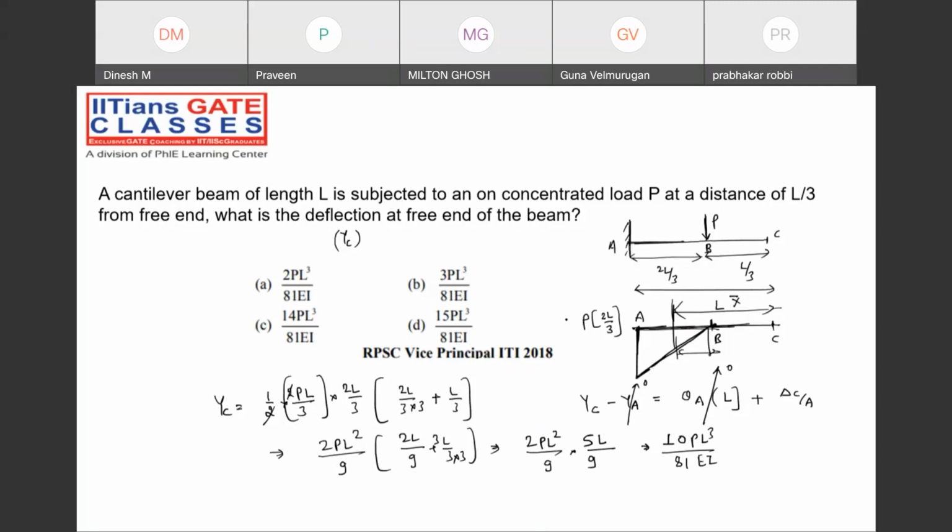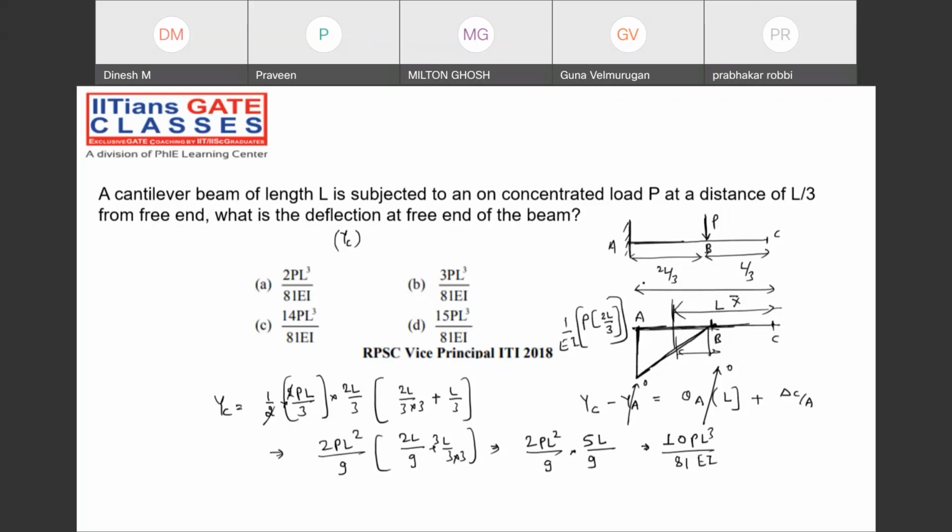Of course, you have 1 upon EI also, because not only do you need to find the moment of the M diagram, you need to find the moment of the M by EI diagram. EI will also be coming. So no option is matching. Why is there no option? Check it out. Any mistake with it?